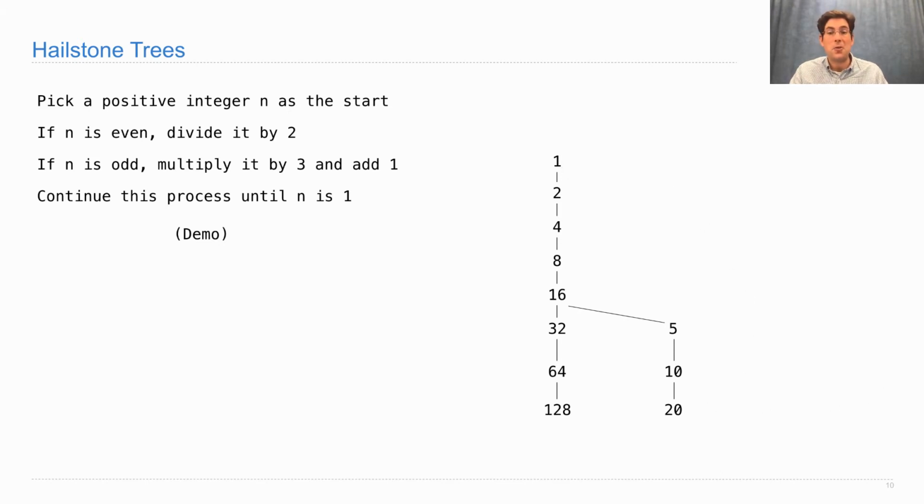In fact, there are 2 more sequences of length 8. I could have started at 3 to reach 10, or I could have started at 21 to reach 64. This is the whole hailstone tree for sequences of length 8. And its leaves are all the possible values of n that start such a sequence.